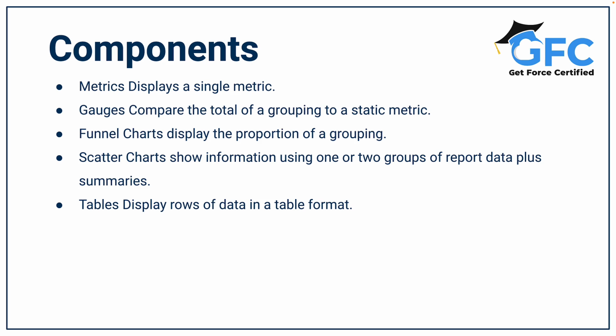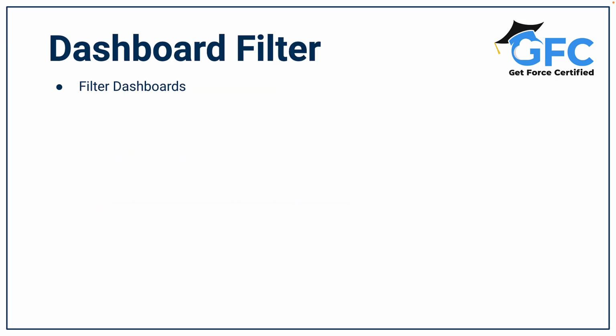center. Metric components just display a single metric. Gauge components compare the total of groupings as a static metric. Funnel charts and components display the proportion of grouping, and scatter charts show information using one or two groups of report data plus summaries. And then tables just display rows of data in a table format. And also remember, you can apply dashboard filters.